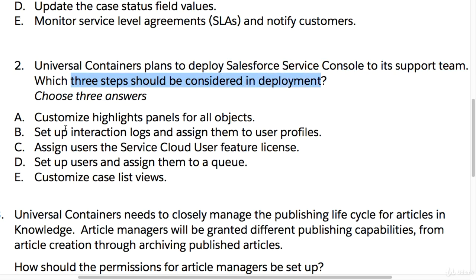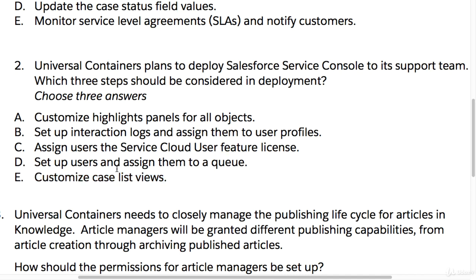And so the options are: A, customize highlights panels for all objects. B is set up interaction logs and assign them to user profiles. C is assign users the Service Cloud user feature license. D is set up users and assign them to a queue. And E is to customize case list views.